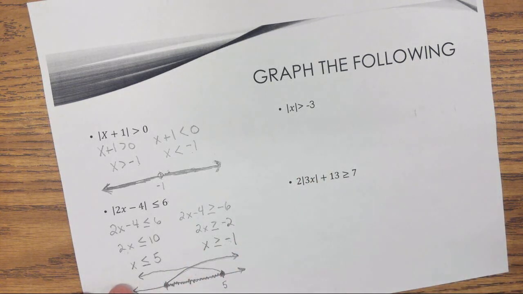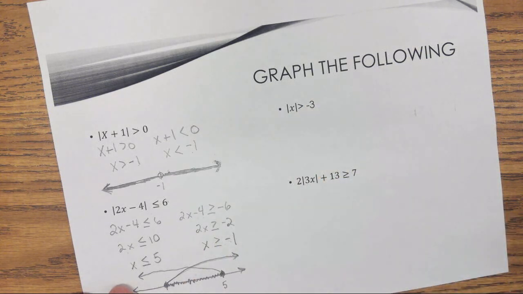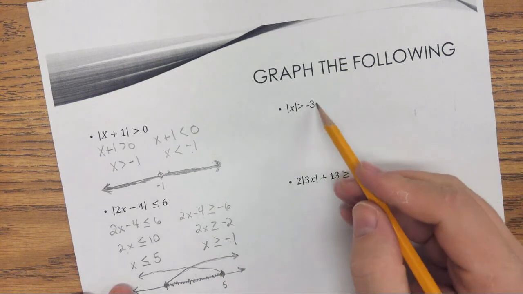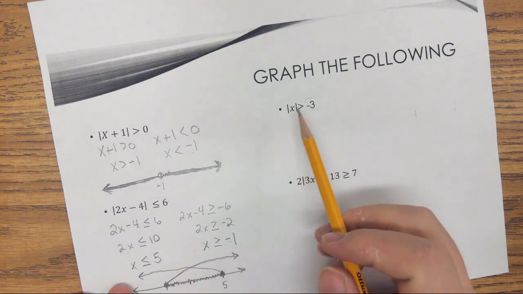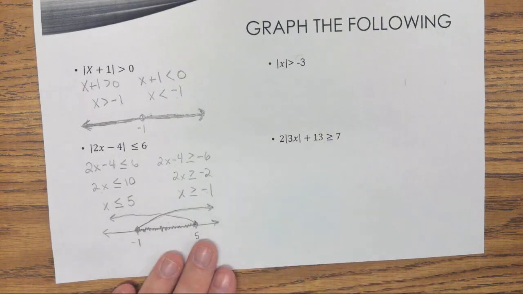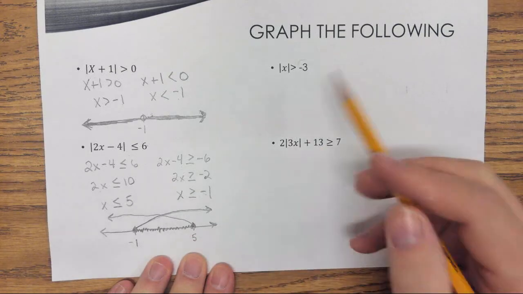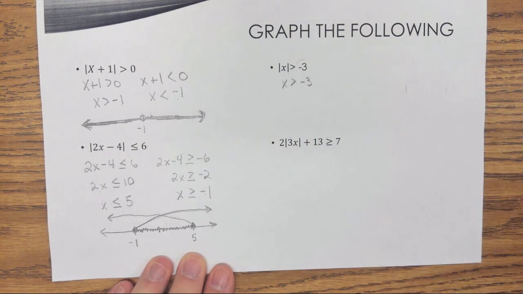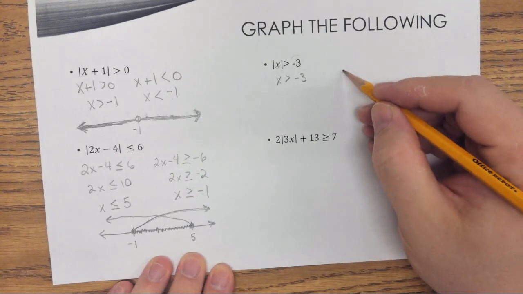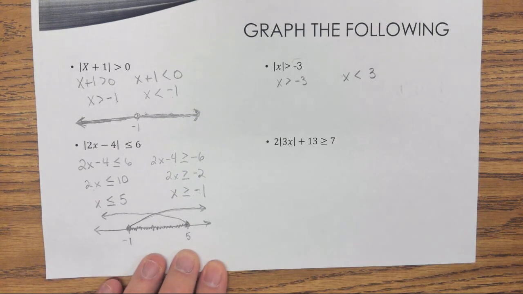Alright, let's look at this one. Now this says the absolute value of x is greater than negative 3. Alright. You might remember that when we saw the negative 3 with the equations, that we would say there's no solution. But with this, it's a little bit different. Okay? So, what we're going to do again, x is greater than negative 3. Then I flip my sign and change my sign. So x is less than 3. Alright.